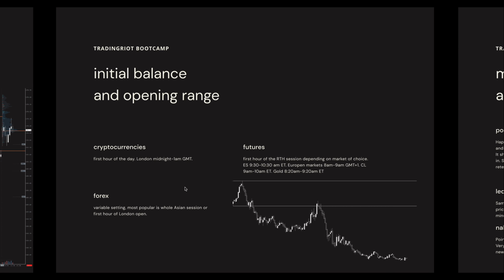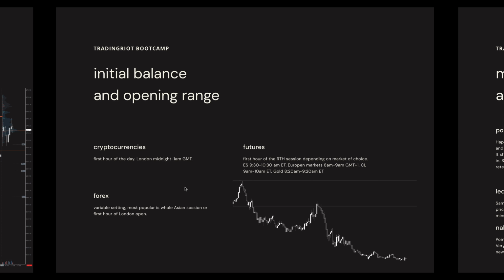For the US index futures like the S&P 500, this is 9:30 a.m. Eastern time, and the initial balance is marking out the first hour of this pit session, of these RTH hours. So it's from 9:30 to 10:30 a.m. Eastern time. European markets open at 8 a.m. GMT.